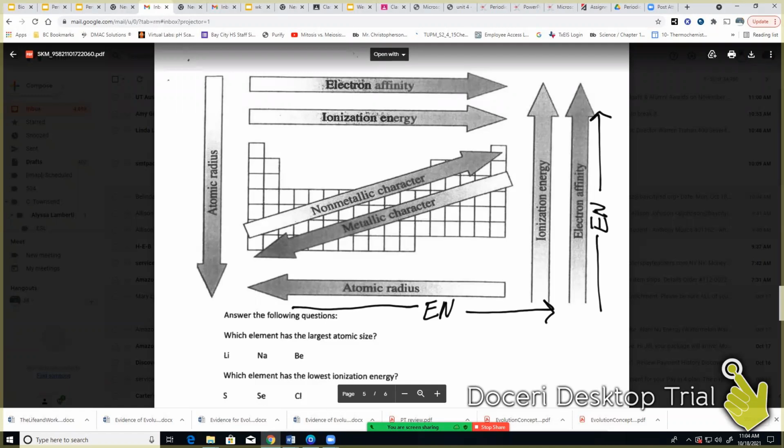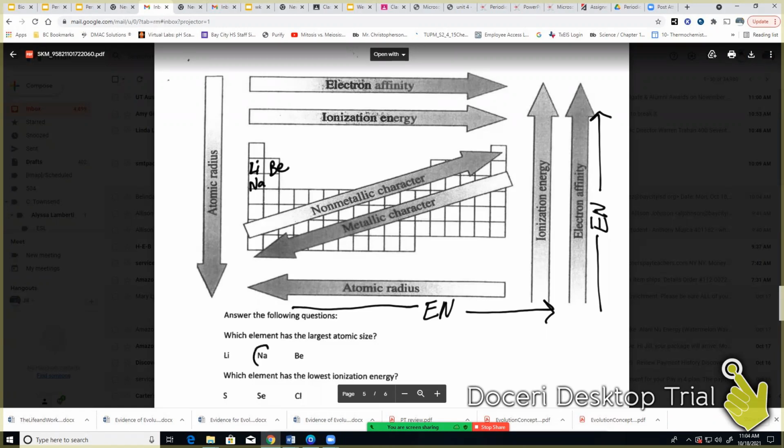All right, so these are some typical questions that you might be asked about trends. It says, which element has the largest atomic size? So if I put these elements in, this is not a perfect periodic table, but I can estimate them. I have lithium, sodium, and beryllium. If I was given those three, which of those three would have the largest atomic mass? Not atomic mass, atomic radius.